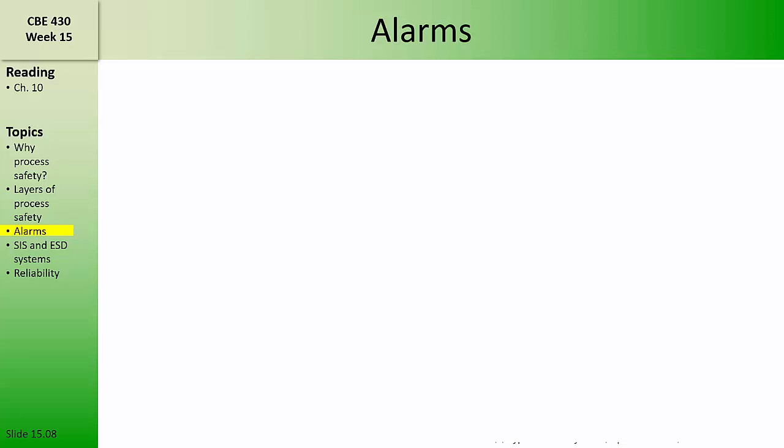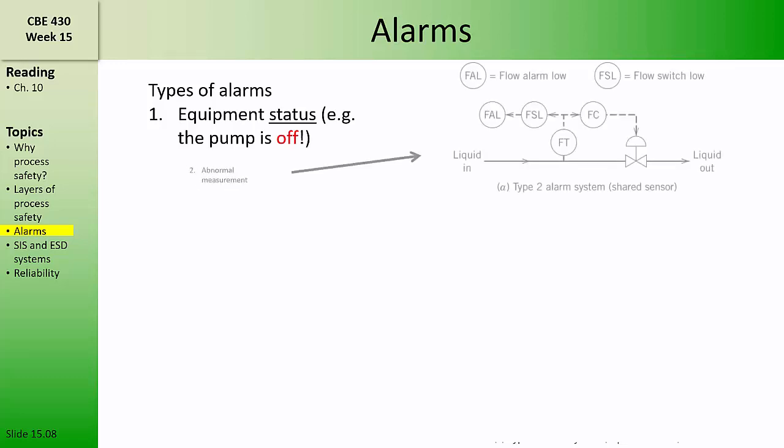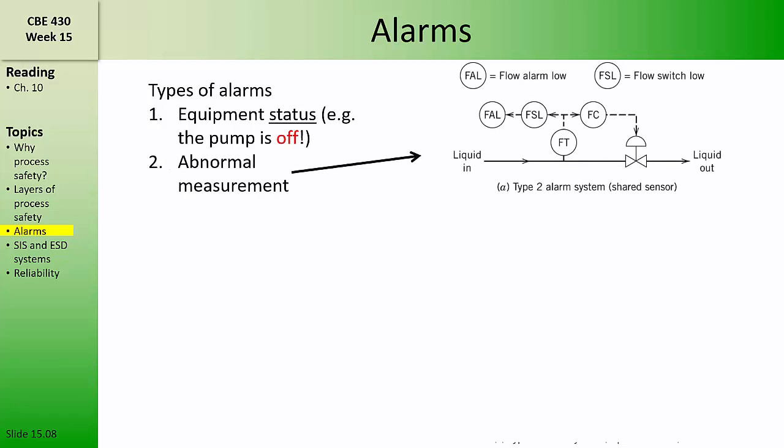In chemical and biological manufacturing processes, alarms are used in multiple ways. Some alarms indicate the status of a particular piece of equipment. For example, an alarm may indicate that a pump is turned off. Other alarms are used to indicate abnormal measurements of process variables. Often these kinds of alarms are coupled to the sensors and transmitters in the basic process control system.